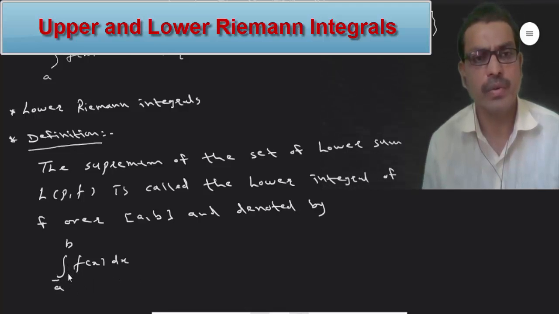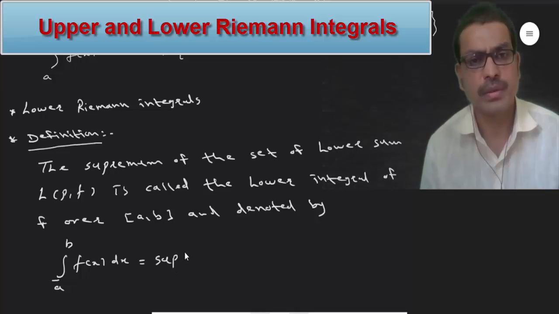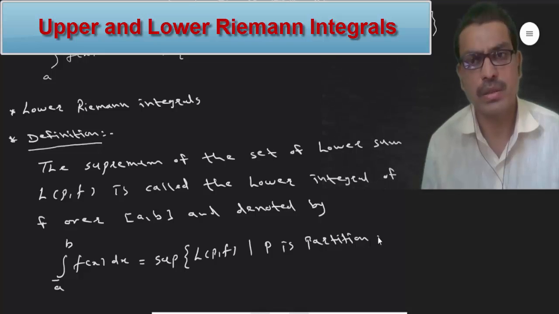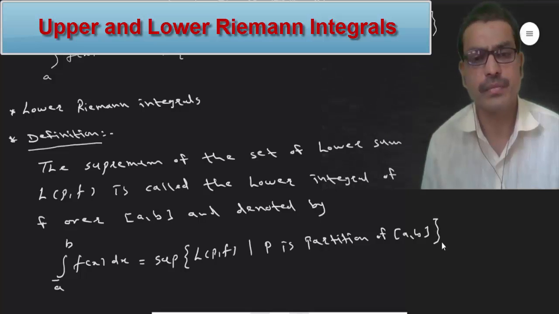Therefore here we write the integral of the function f(x) dx, with a bar on the lower side of the integral, over [a, b], is equal to the supremum of the lower sums L(P, f), such that P is a partition of the closed interval [a, b].